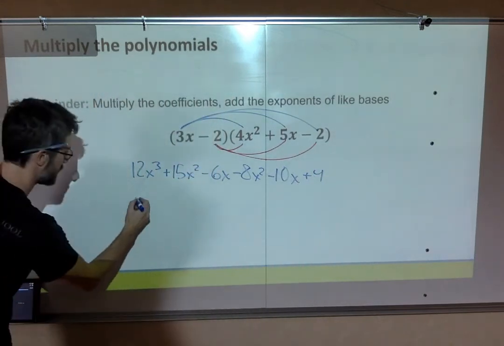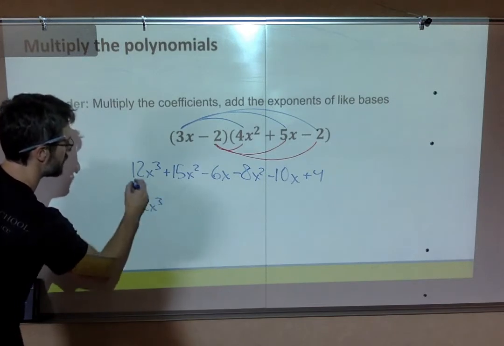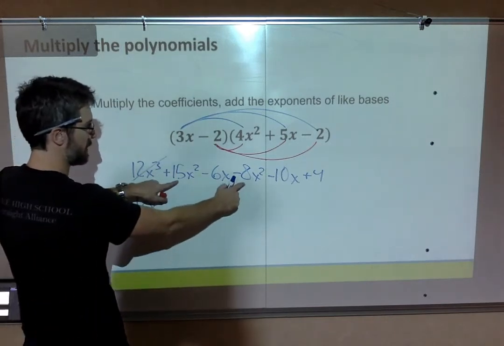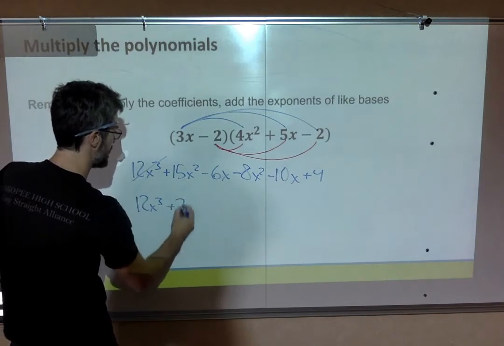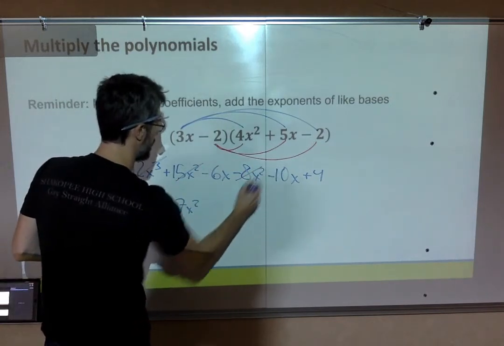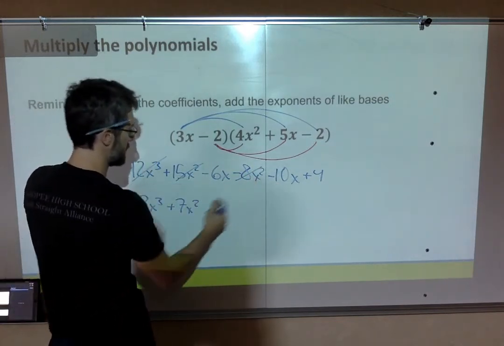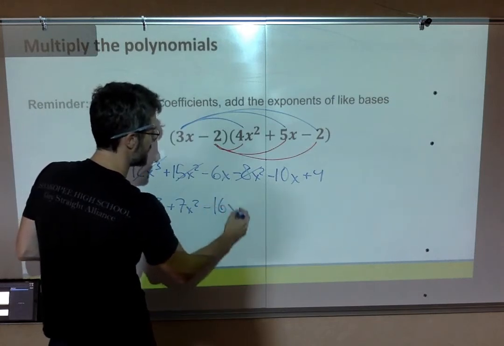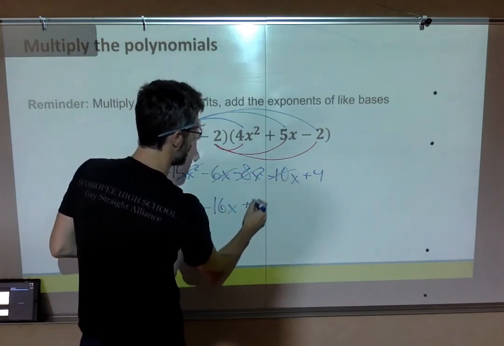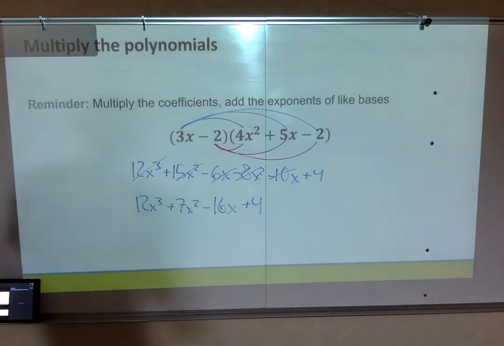All right, combining like terms, 12x cubed. 15 minus 8 is 7x squared. Negative 6 minus 10 is negative 16x. And then a plus 4 in the end.